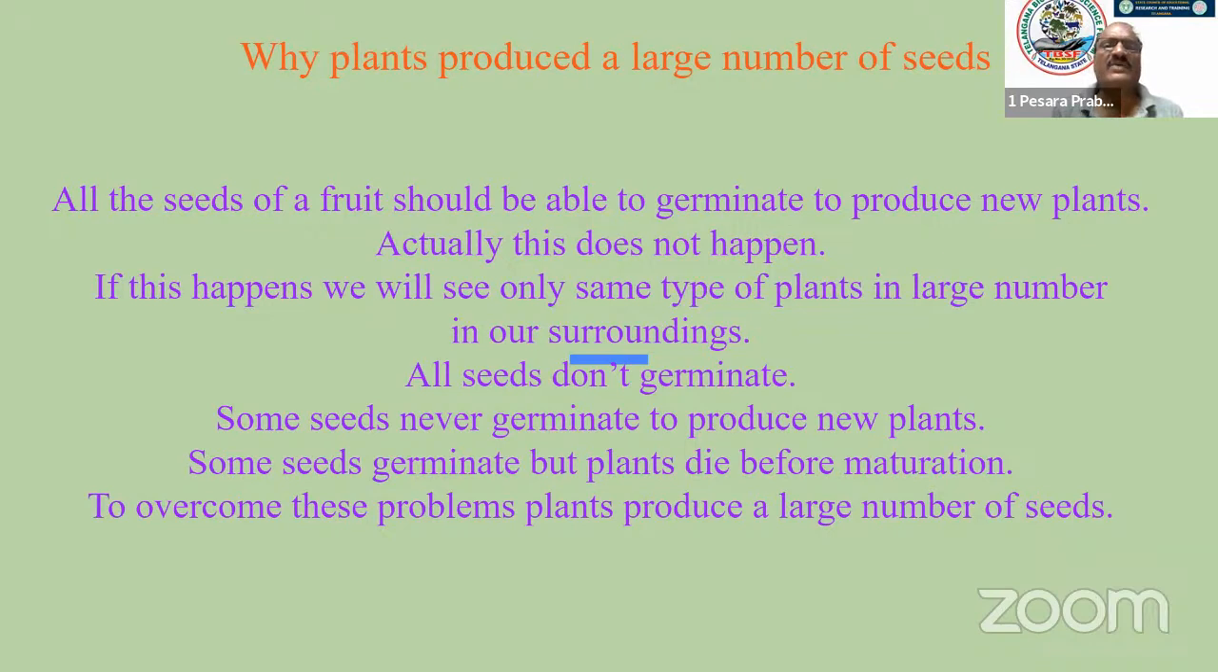Some seeds never germinate to produce new plants. Some seeds germinate, but the plants die before maturation. To overcome these problems, plants produce a large number of seeds. It means plants think that among this large number of seeds, maybe some seeds will land in a suitable place, they may germinate, and they may give rise to new plants. Okay.